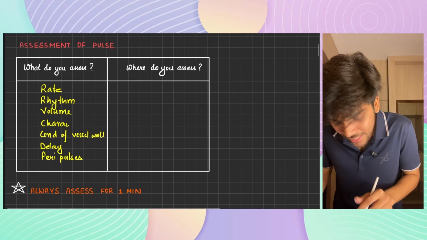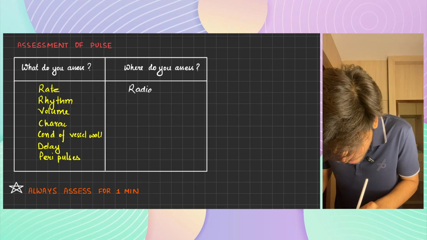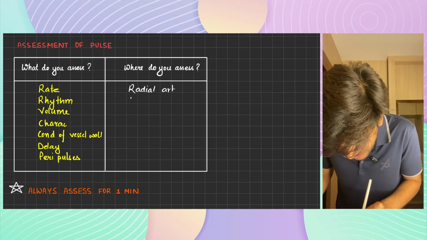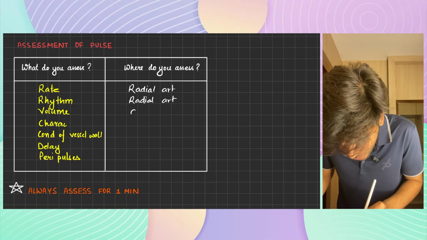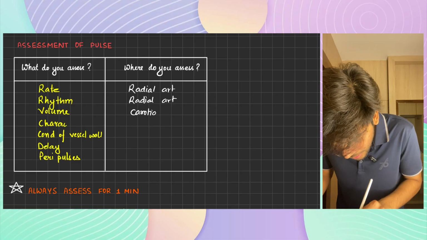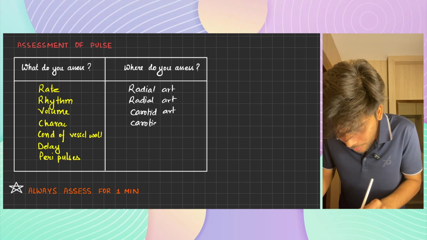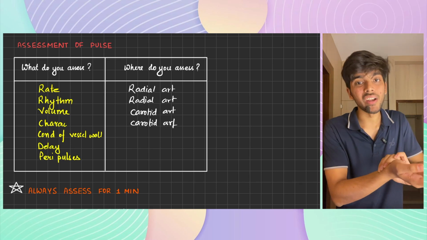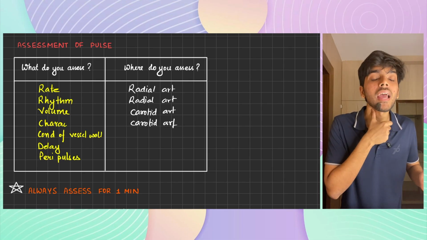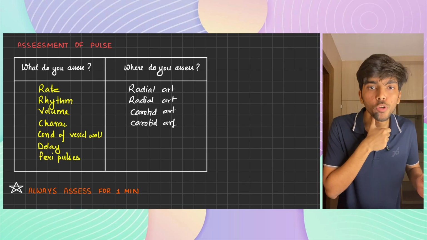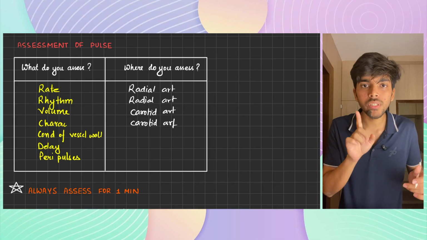Rate is best assessed over the radial artery, rhythm is best assessed over the radial artery, volume is best assessed over the carotid artery, and character is best assessed over the carotid artery. So remember, rate and rhythm: radial artery. Volume and character: carotid artery. There are 4 exceptions in character which I'll tell you later.